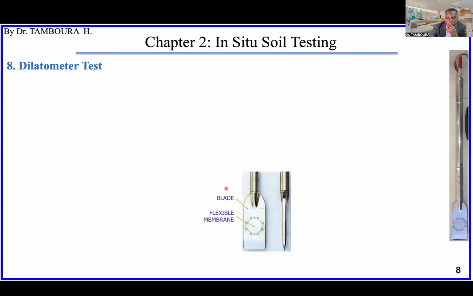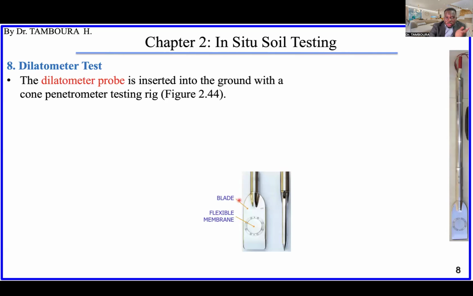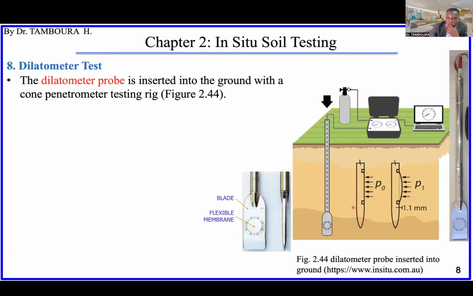So let's keep this here. How does it work exactly? The probe, this dilatometer, is inserted into the ground at the same rate as cone penetrometer testing. You can see here, we just push. The only thing that changes is the head. So something like this.